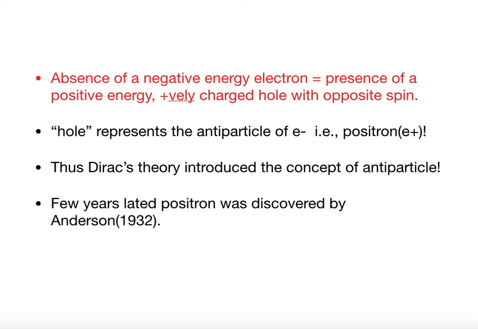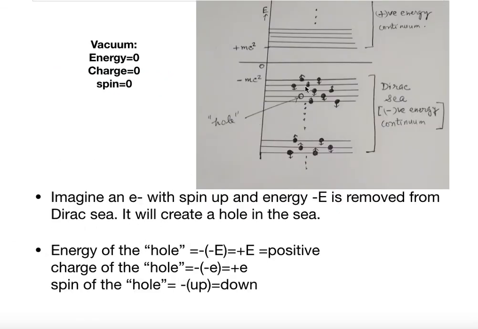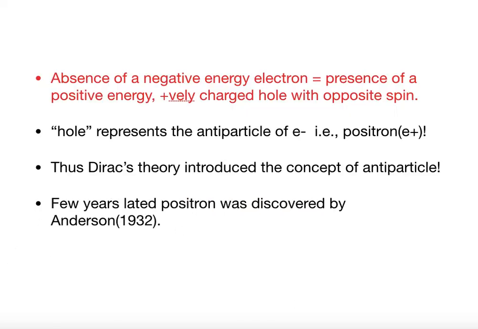So basically what does it mean? That the absence of a negative energy electron from the Dirac sea is equivalent to saying that I have a positive energy, positively charged and opposite spin particle that is called a hole in the sea. So the statement is that absence of a negative energy electron is equivalent to presence of a positive energy, positively charged hole with opposite spin. So basically this hole represents the antiparticle of the electron. So that is the positron. Okay.